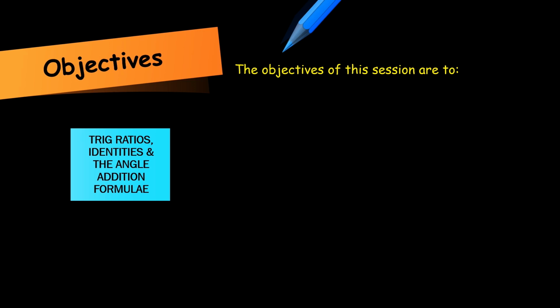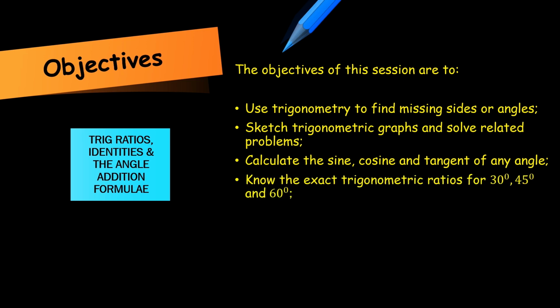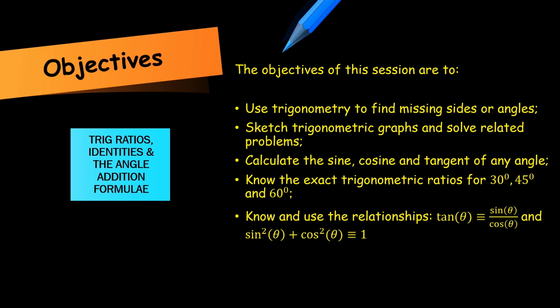The objectives of this session are to use trigonometry to find missing sides or angles, sketch trigonometric graphs and solve related problems, calculate the sine, cosine, and tangent of any angle, know the exact trigonometric ratios for 30 degrees, 45 degrees, and 60 degrees, know and use the relationships tan equals sine over cos and sine squared plus cos squared equals 1, and solve equations in sine, cos, or tan.